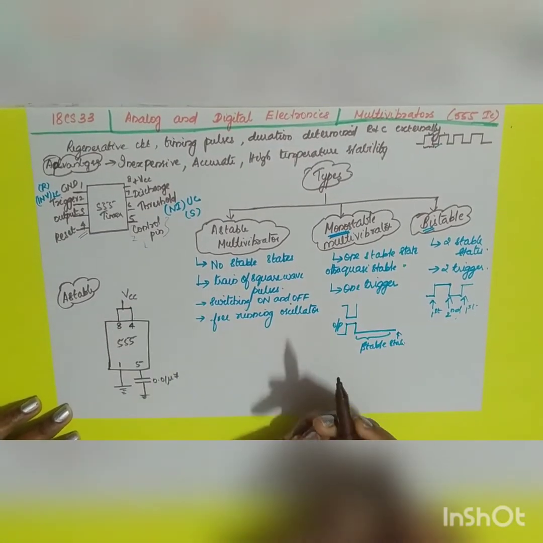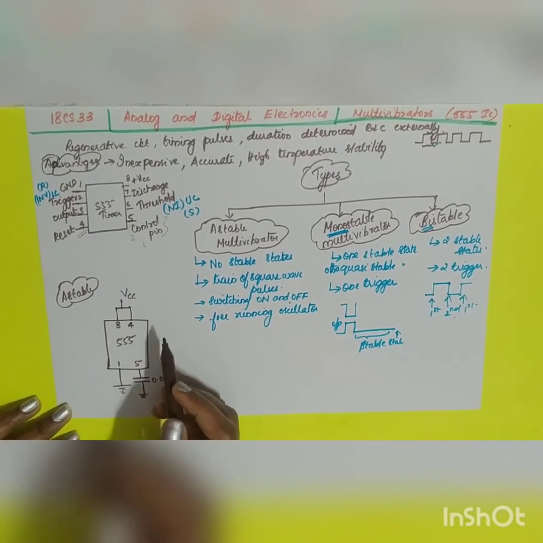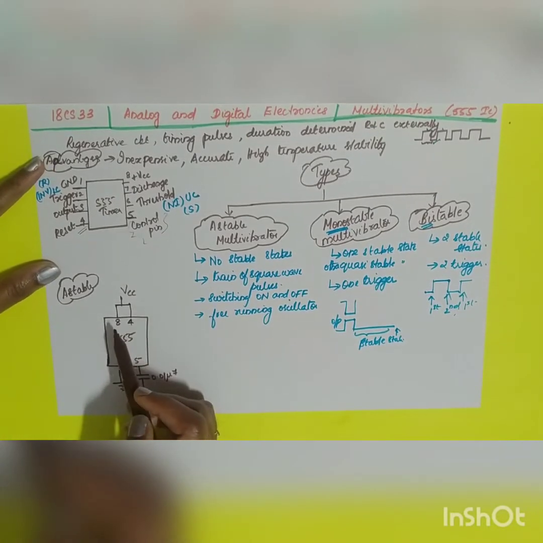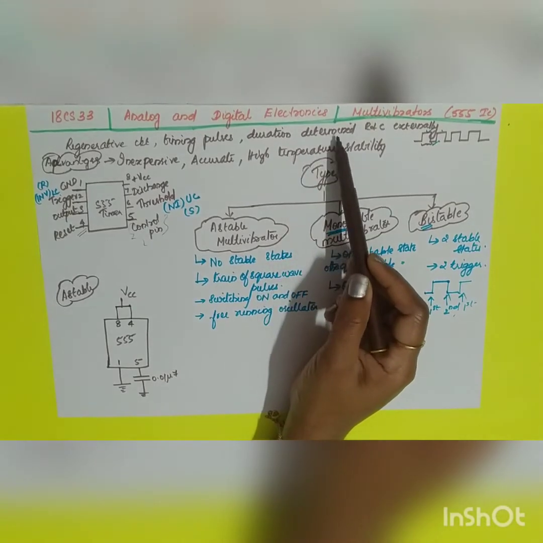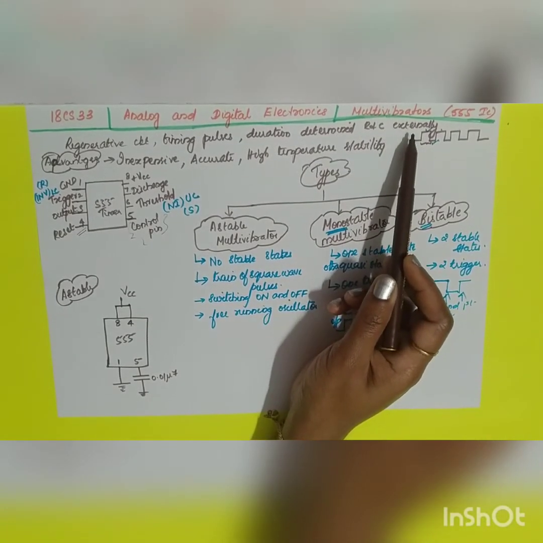So this will be commonly connected to your VCC. Okay. Now what are the other pins left? We have seen in the definition that the duration of the pulse is determined by the resistors and the capacitors externally.